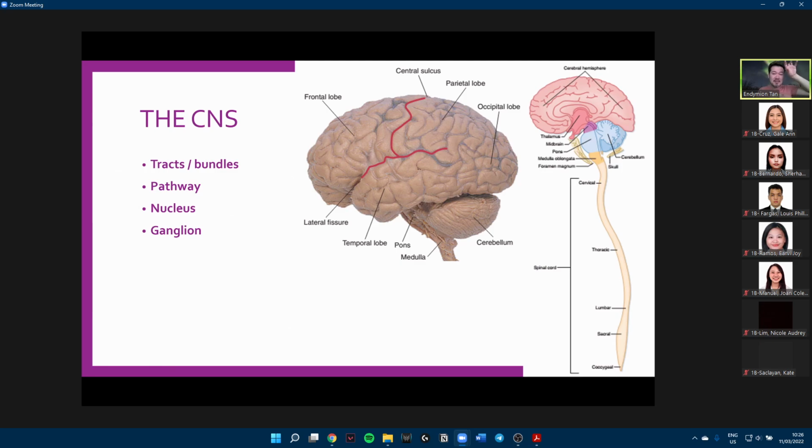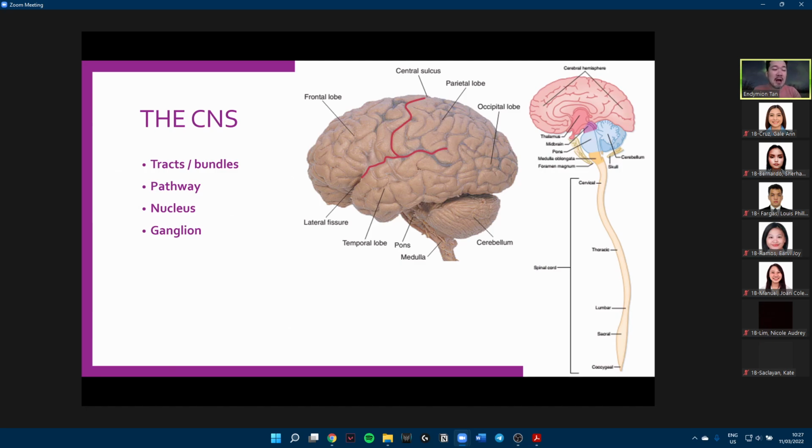At the pyramids of the medulla, this corticospinal tract would decussate, would cross over to the opposite side of the pyramid from left to right. So kapag nag-crossover na siya, nag-decussate na siya, it would now go down to the spinal cord, opposite side. So it started on the left cortex. At the level of the medulla, it decussated to the opposite side, going down to the opposite spinal cord. Therefore, a lesion on the corticospinal tract would give you contralateral muscle weakness.